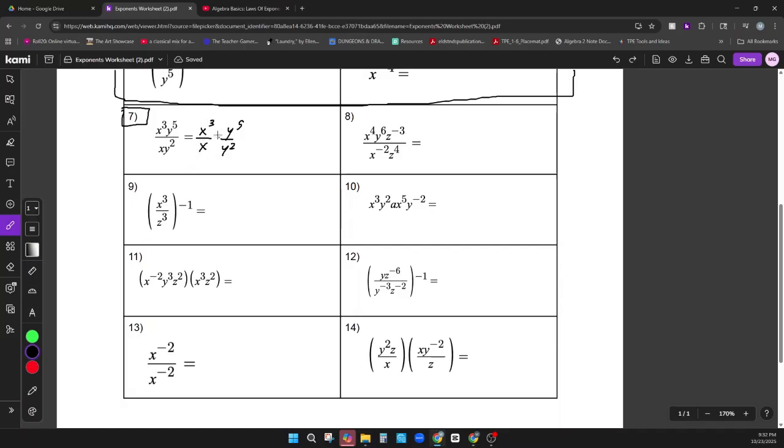When that happens, it becomes very similar to our first 6 problems, where I just have x to the third over x. That's a quotient rule. So that's going to be x to the third minus 1, which gives me x to the power of 2. Now looking at my y values, similarly, I'm going to use the quotient rule to give me y to the fifth minus 2, which is going to give me y to the third power, which ultimately is my answer.